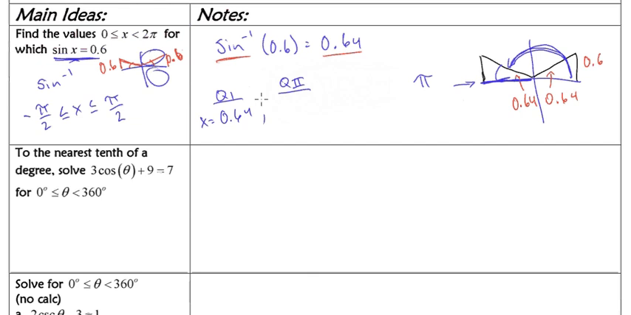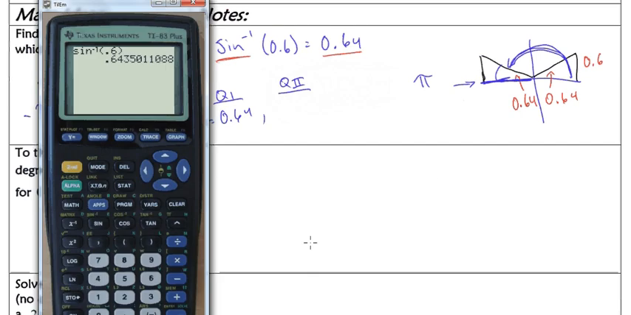So we need to figure out that value, and we just said that it would be pi minus this value right here, and I'm just going to do the 0.64. Actually, let's go back. Can I store that? I think it's too late. So sine inverse of 0.6, and then let's store that value as, let's see, as p.